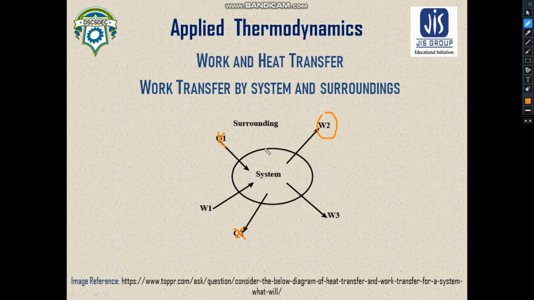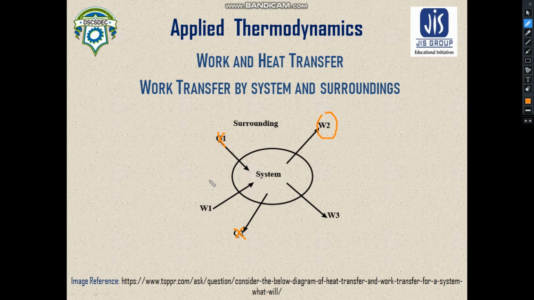The magnitude of the force multiplied by the distance through which the body has traveled gives us the magnitude of work. Okay, so it is a scalar quantity. This is something you know from school level. But in the case of thermodynamics, you have to understand this work in a different way. So there are two basic ways.